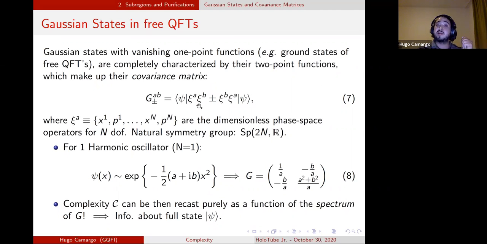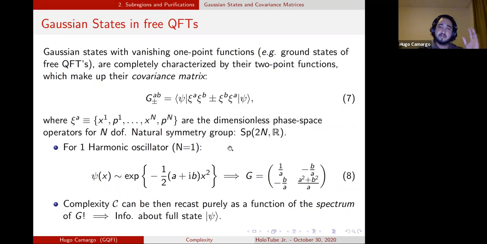And because we're dealing with these degrees of freedom that are dimensionless phase space operators, there is a natural group of symmetries with which we will deal, which is the symplectic group. Oh, by the way, in the covariance matrix for the bosons, we will basically look at the anti-commutator, so with the plus. And for the fermionic Gaussian states, this covariance matrix is built up from the commutator, which is the minus here.